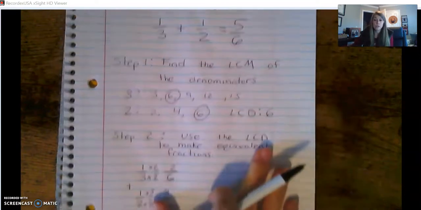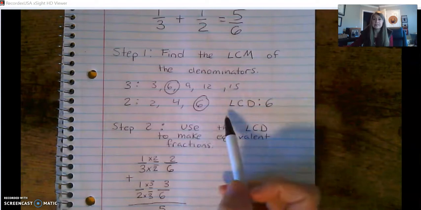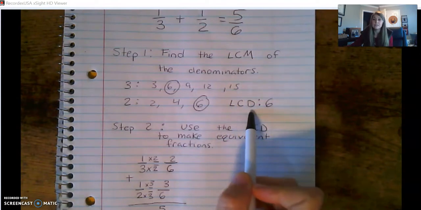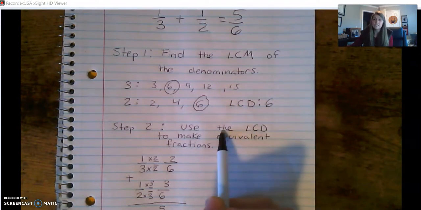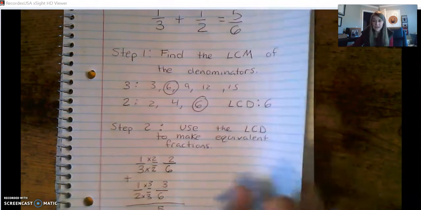What you need to learn how to do and understand is how do we find the LCD and use it to make equivalent fractions. Can we do a couple practice ones? Excellent. I'm going to go ahead and flip to my next page.